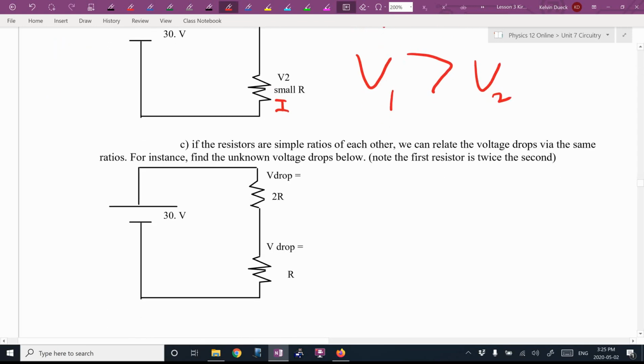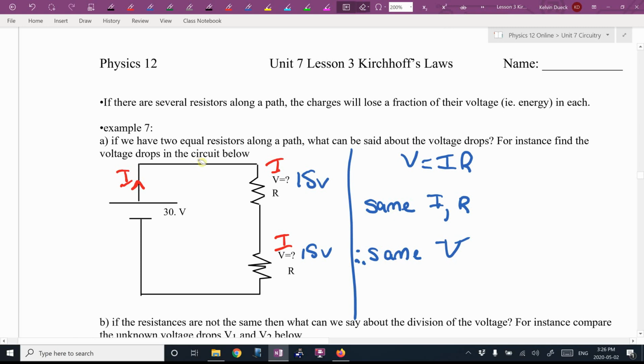If they are simple ratios of each other, we can relate the voltage drops via the same ratio. So, for example, if this resistance is twice as big as this resistance, this voltage drop will be twice as big as this voltage drop. Since I'm starting with 30 volts, you know what? That's going to be 20 volts. That's going to be 10 volts. I gotta be honest, I hardly ever use part C. I do use this trick fairly often for part A. And I absolutely use the idea that if two resistors don't have any junctions between them, they must have the same current going through them.